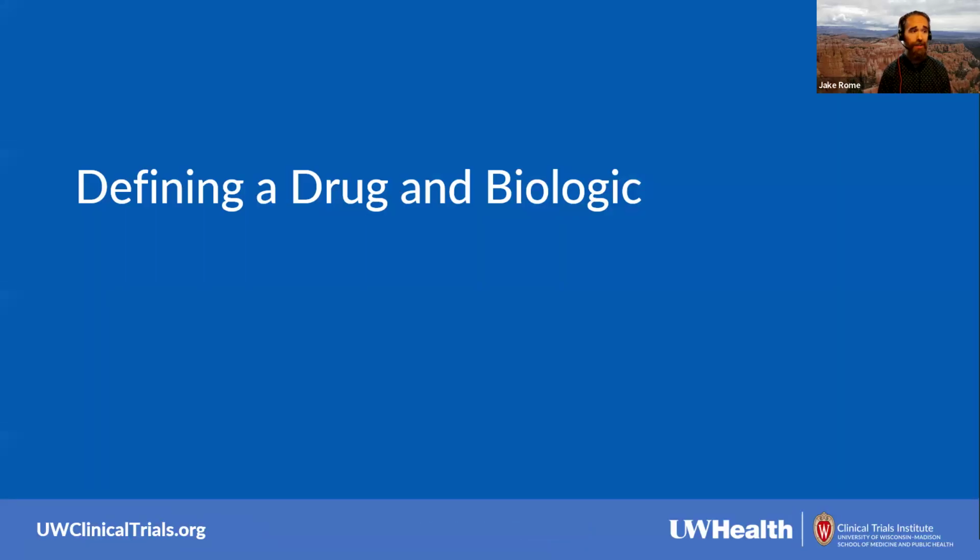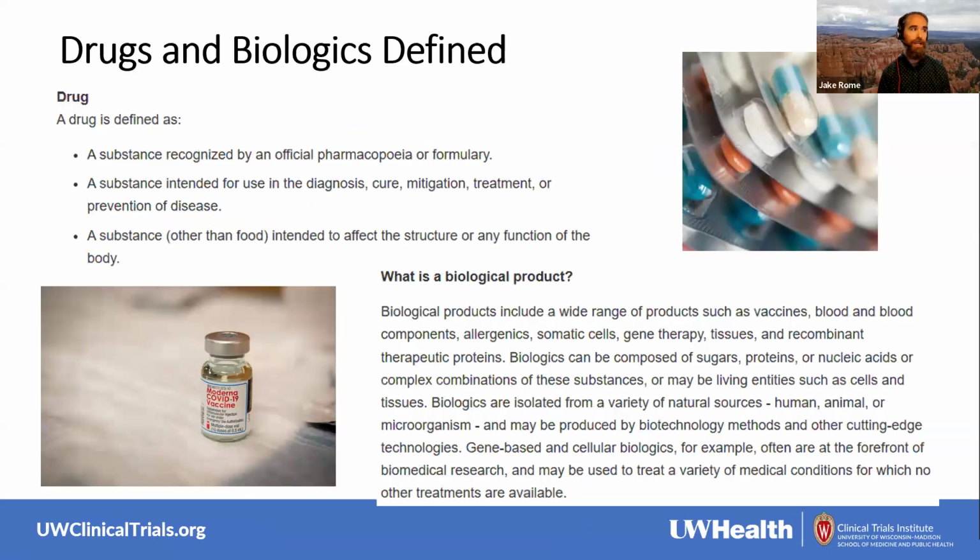So the first thing that we need to do is define a drug and a biologic. So what is a drug? As outlined here, drugs are substances either recognized by the pharmacopoeia or formularies. But in general, they're a substance intended for use in diagnosis, cure, mitigation, treatment, or prevention of disease, or a substance that's intended to affect the structure or function of the body. And really, when we think about drugs, we're thinking about chemical entities.